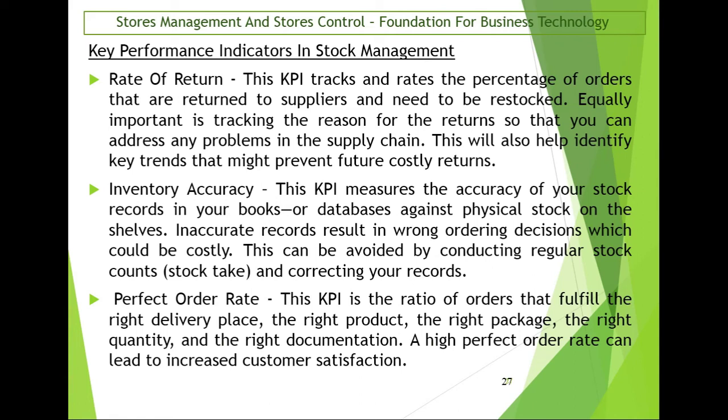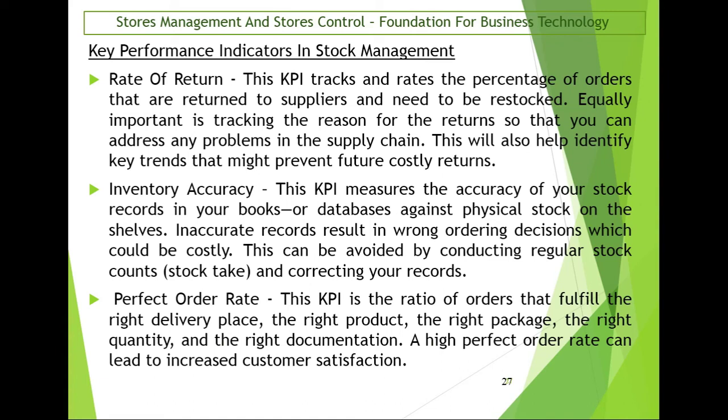We've got another KPI called perfect order rate. This KPI is the ratio of orders that fulfill the right delivery place, the right product, the right package, the right quantity, and the right documentation. A high perfect order rate can lead to increased customer satisfaction.